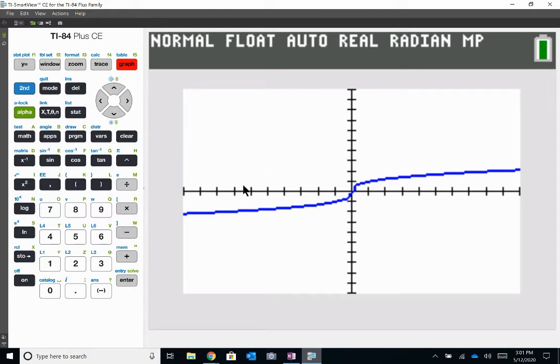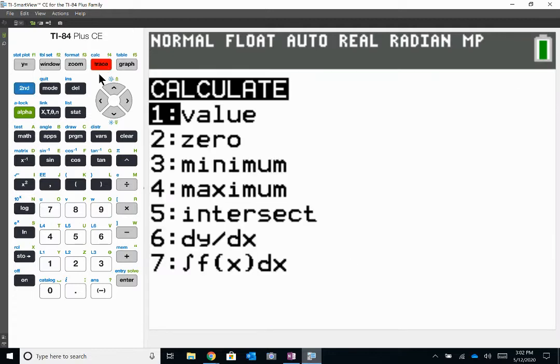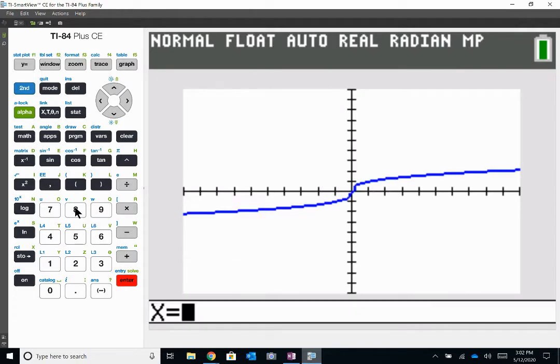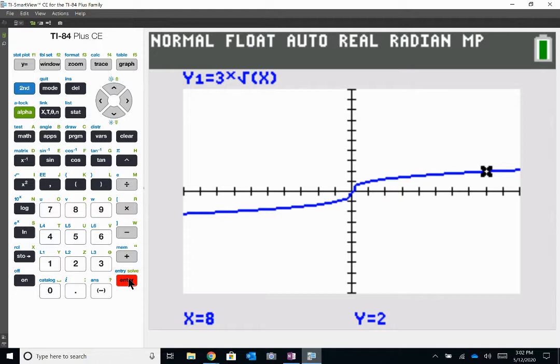And this is the classic cube root graph. So for example, we know that the cube root of 8 is 2, so let's see if that works. Second, calculate the value when x is equal to 8. And we can see that the y value is equal to 2.